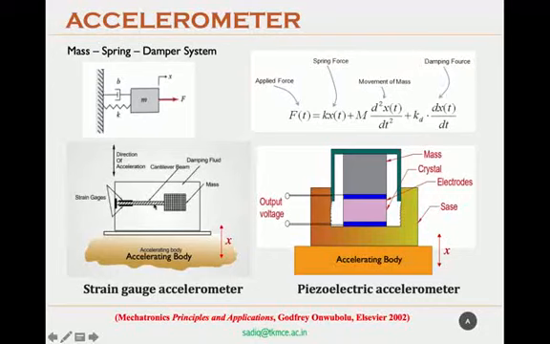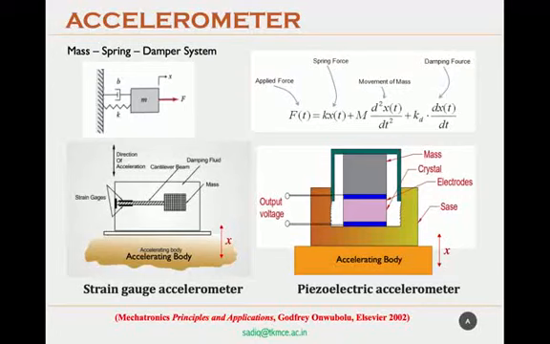There is a cantilever beam. At the tip of the cantilever beam there is a mass, this is the inertial mass, and on the cantilever beam there are strain gauges attached on either side. That means if the inertial mass moves, the cantilever beam will be deflected. So if one surface is experiencing a compressive force, the other surface will be experiencing tensile force, that is, opposite to each other.